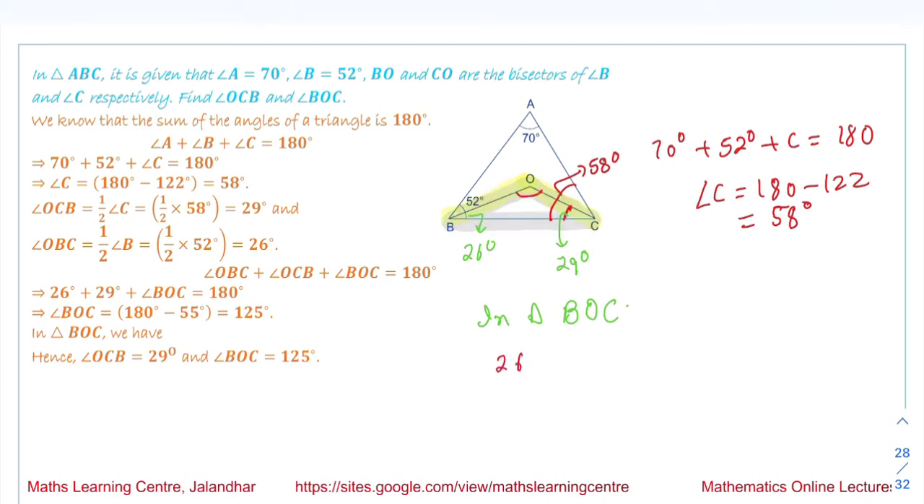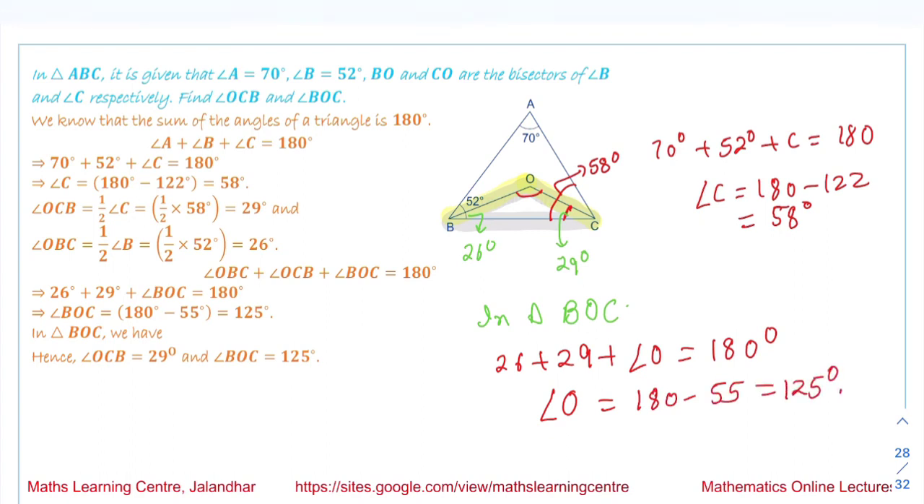So we get 26 plus 29 plus angle O is equal to 180 degrees. So the value of angle O you will get is equal to 180 minus 55, that is equal to 125 degrees. And this is what we have to calculate. We have to calculate the value of this half of angle C, and we have to calculate the value of angle O.